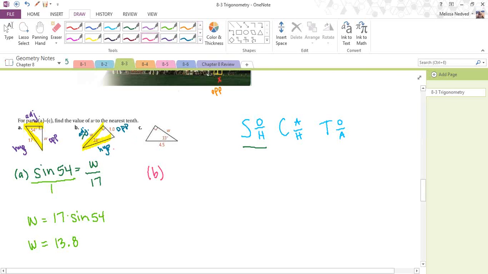And what do I know? Do I know the length of the hypotenuse? No, nothing is given for the hypotenuse. Do I know the length of the opposite side? I sure do. It's 1.0. So, which trig function am I going to use if I'm looking for the adjacent and I know the opposite? Sine, cosine, or tangent?